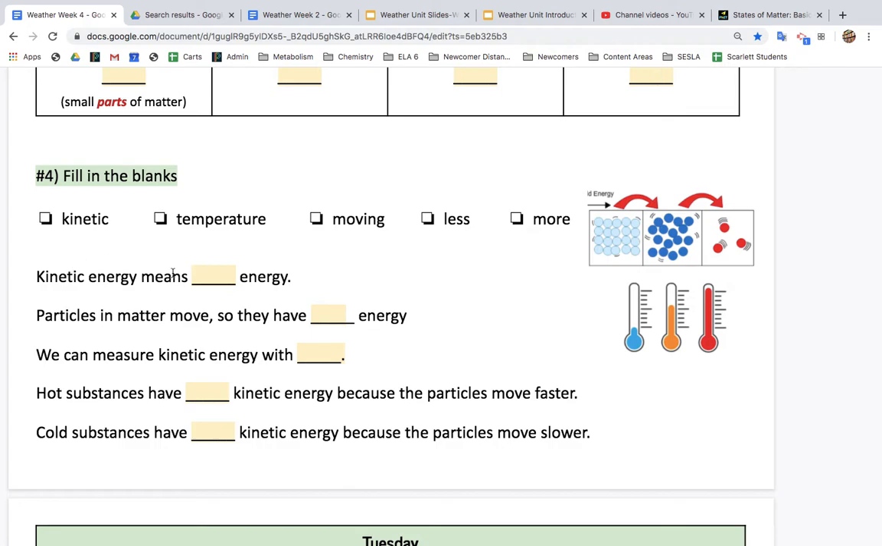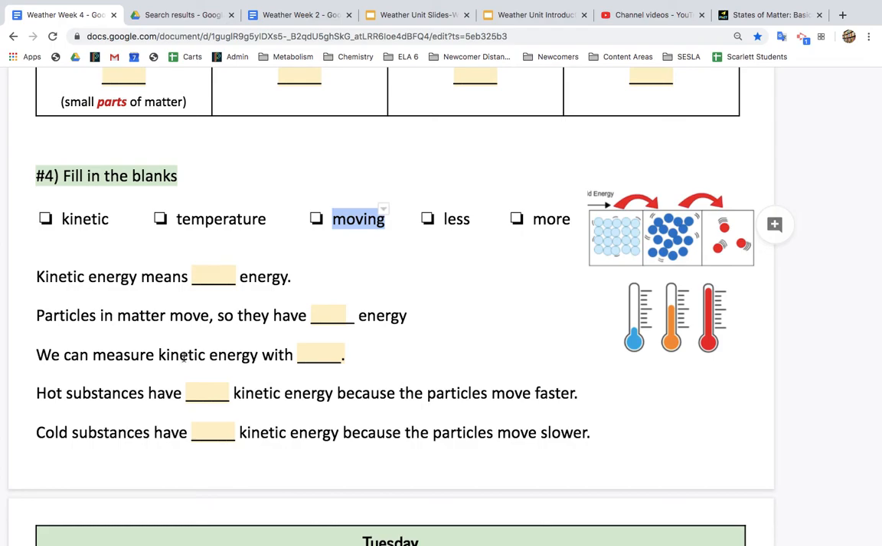Kinetic energy means energy. Does it mean kinetic energy, temperature, moving, less, or more? Kinetic energy means moving energy. Particles in matter move, so they have what kind of energy? Remember that kinetic energy means moving energy, so if particles in matter move, then they have kinetic energy.